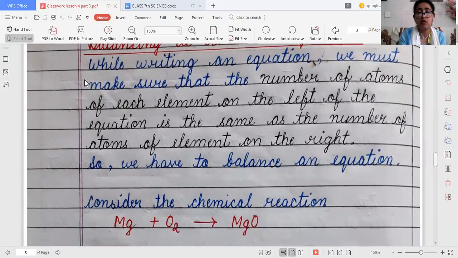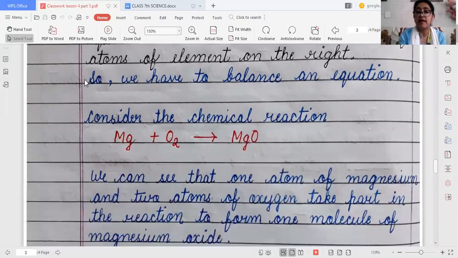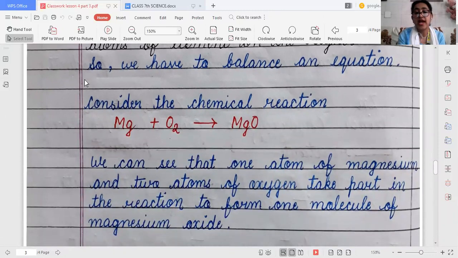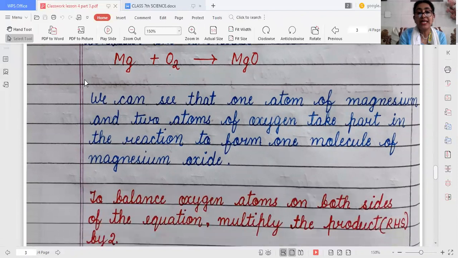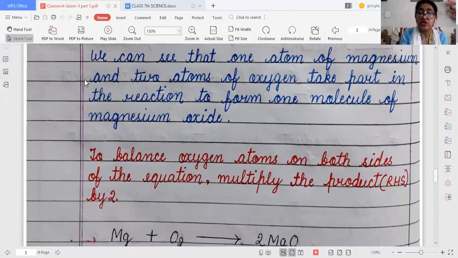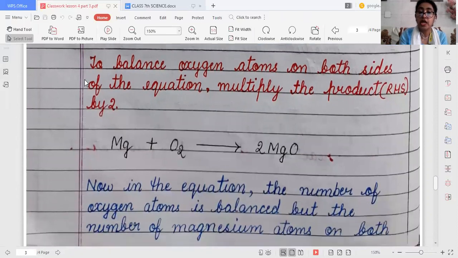Now we will go for an example. We will consider this chemical reaction. Now you can see magnesium reacts with oxygen and it forms magnesium oxide. Now we can see that one atom of magnesium and two atoms of oxygen take part in this reaction to form one molecule of magnesium oxide. Now to balance oxygen atoms on both sides of the equation, we have to multiply the product on the right hand side by 2. Now when we do this, what will be the new equation? It will be Mg plus O2 gives 2MgO.